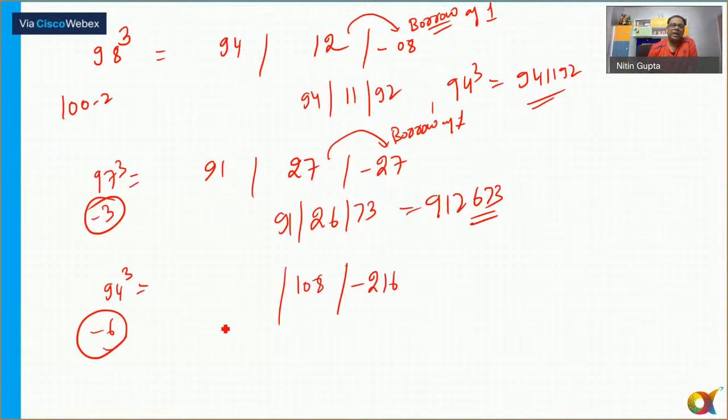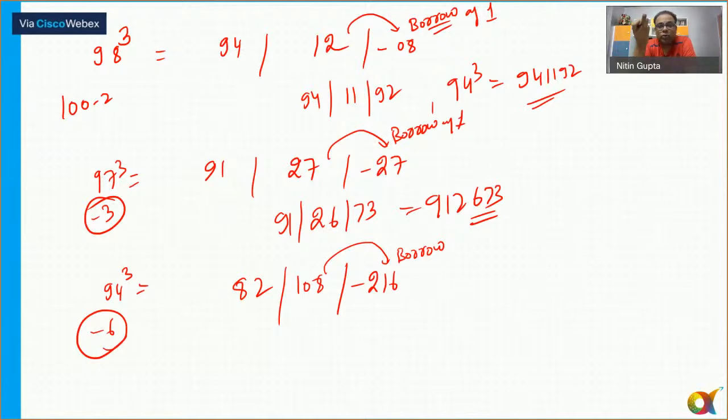And the first part will be 100 minus 6 into 3, that is 100 minus 18, which is 82. Okay, now the last part is negative, so take a borrow here. But remember, if I take a borrow of 1, it will be 100 minus 216, which is minus 116, still negative. So I can't take a borrow of 1. Take a borrow of 2.